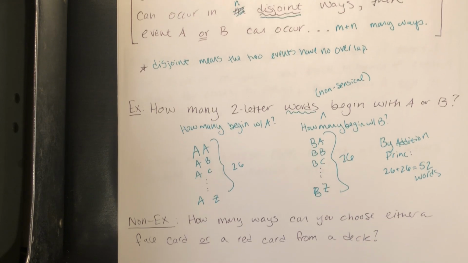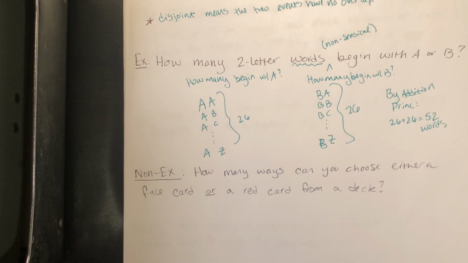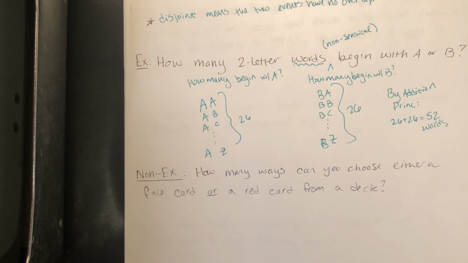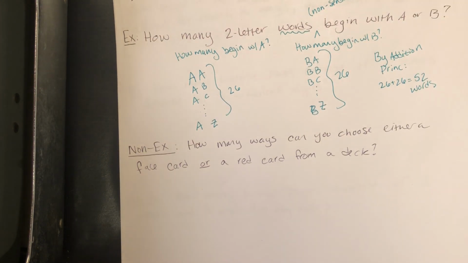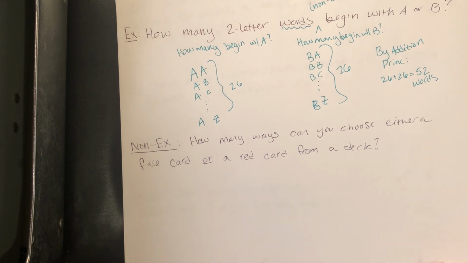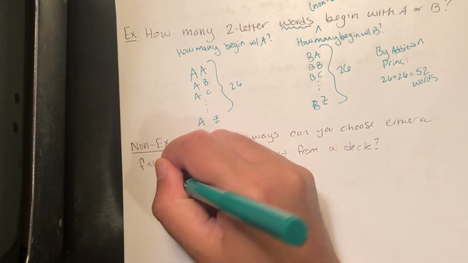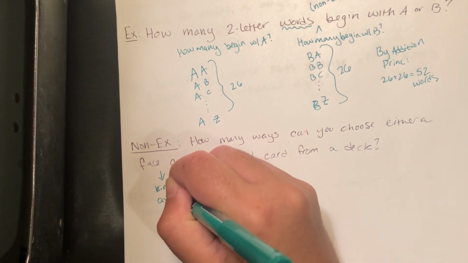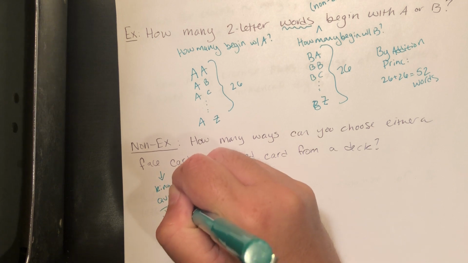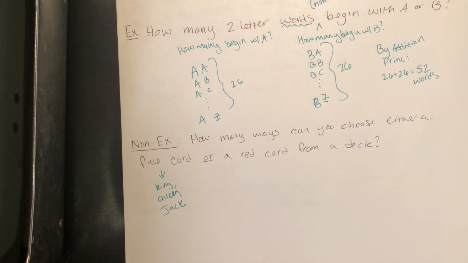Okay, but it's also equally important to look at a non-example of where the addition principle does not apply. So for this non-example, let's consider how many ways you can choose either a face card or a red card from a deck. We might need a review of a deck of cards here if you're not familiar. When we say a face card, what we really mean there is a king, a queen, or a jack. Those are our only face cards. They're cards that literally have a human face on them.